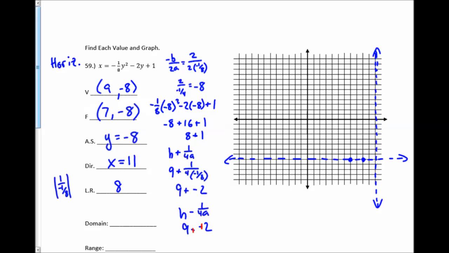And then the LR is how wide this thing is through the focus. So I would measure up 4 and down 4 to get the width of my parabola here. Okay, that's how wide the parabola is going to be. I also have the x-intercept, if I want to use that as well, which is this point, which I can reflect. So I get a graph that looks like this.